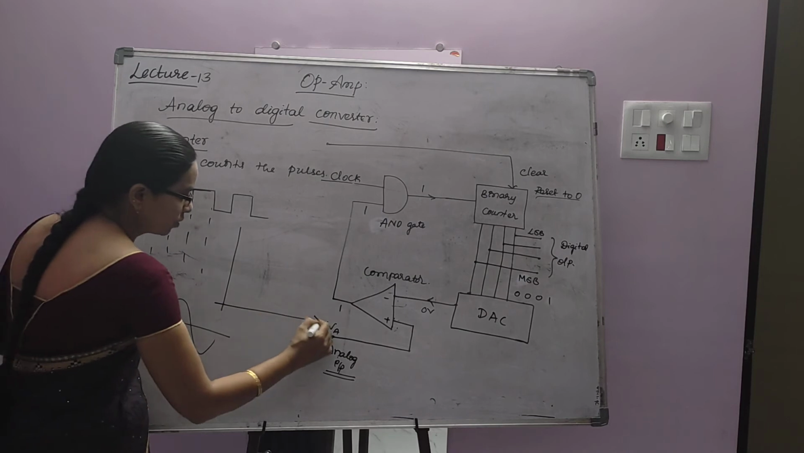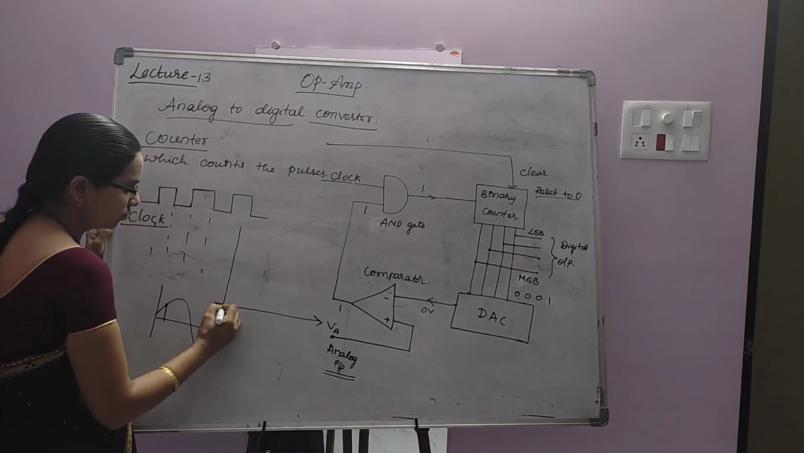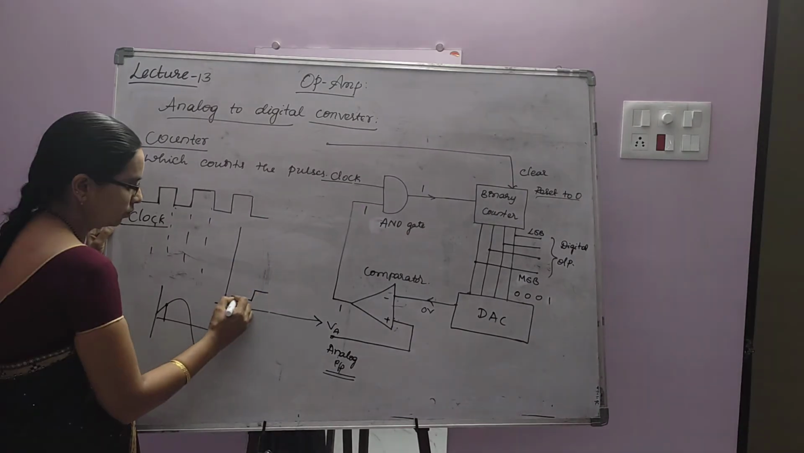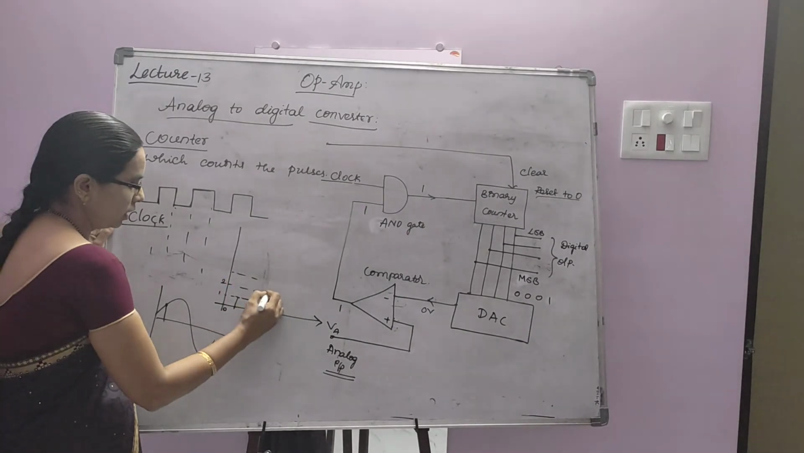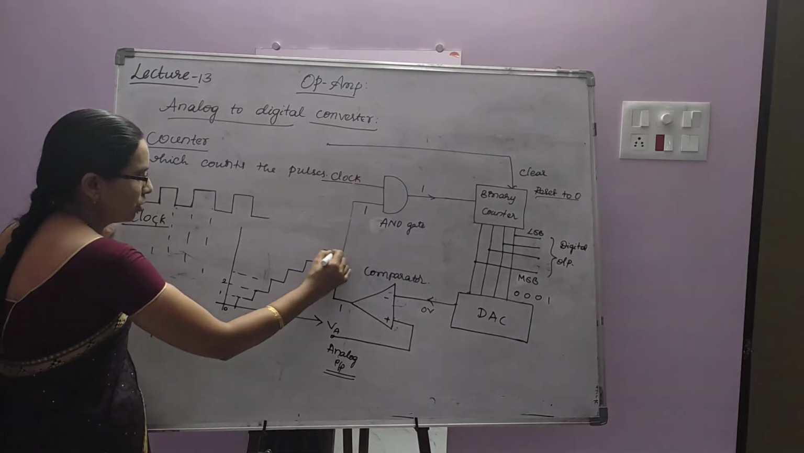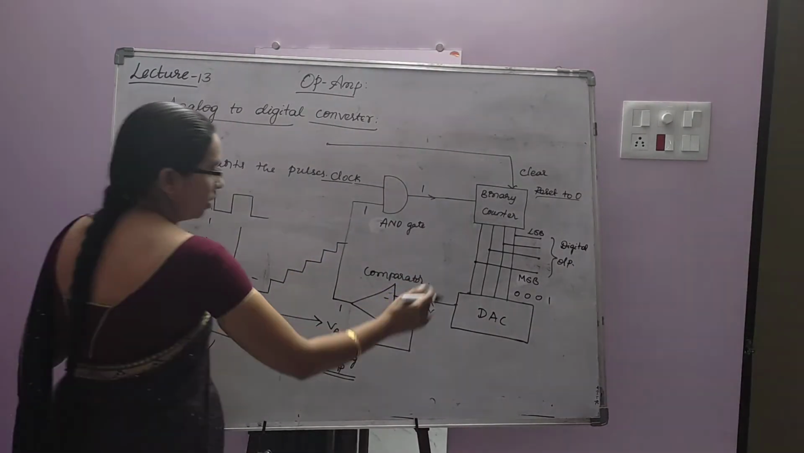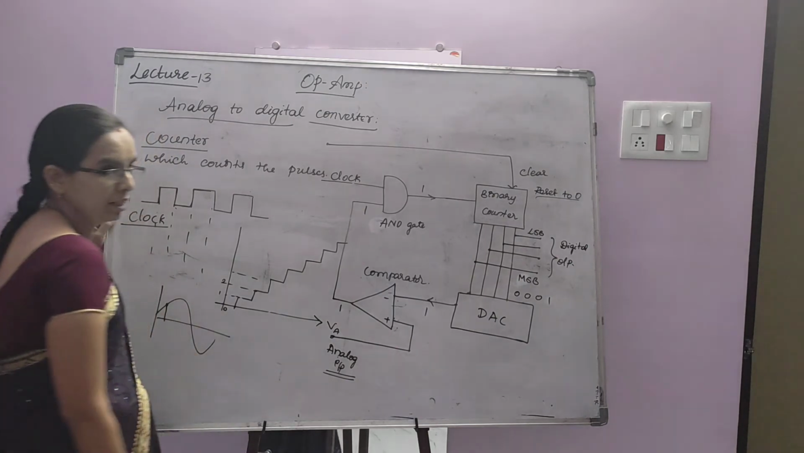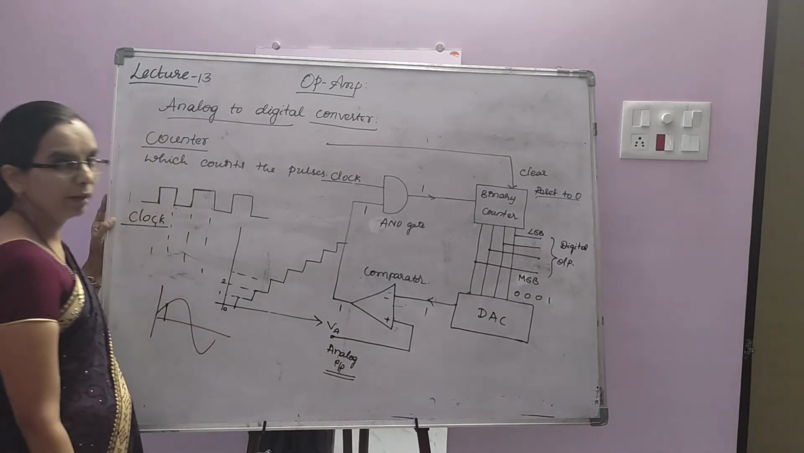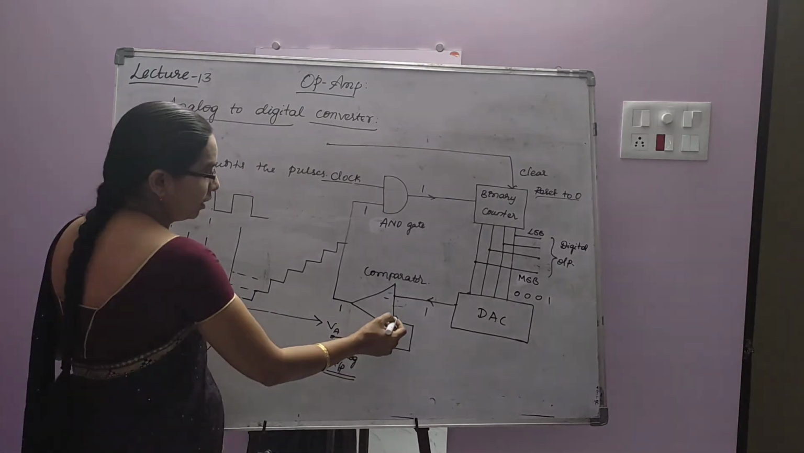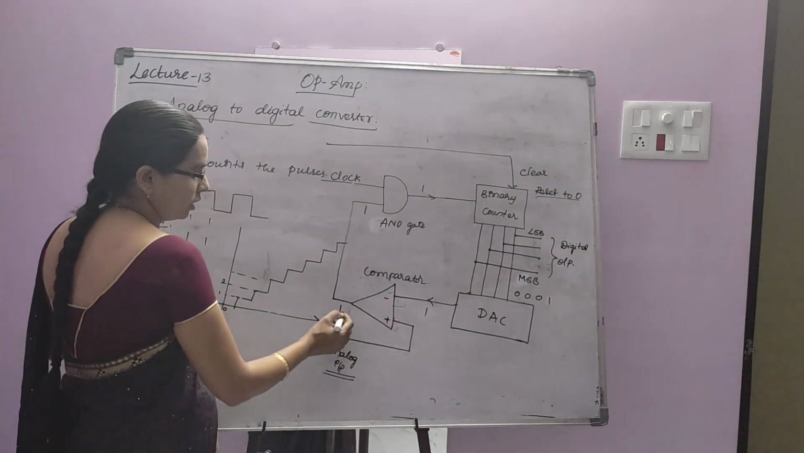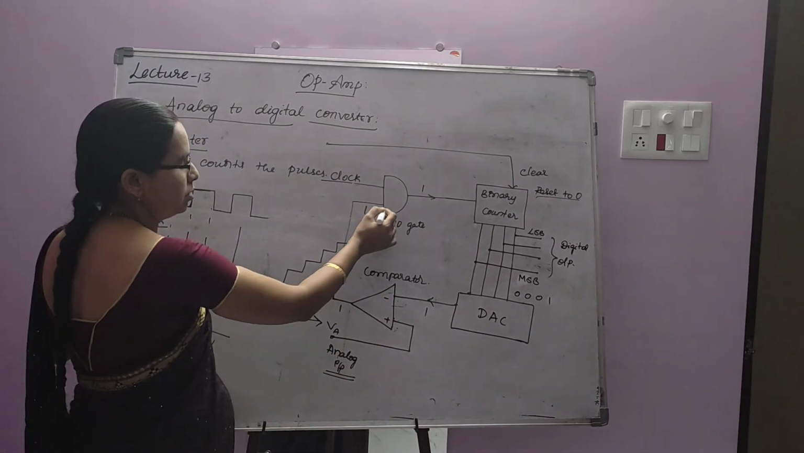As we know, the output of the DAC for 0 is 0, for 1 it is 1 volt, for 2 it is 2 volt. It is generating a staircase waveform. Then the output of the DAC will be 1 volt. Then again the comparator compares it with the analog input voltage which is to be converted. Again, if the analog input voltage is greater than the DAC output, the output is 1 and it enables the AND gate.